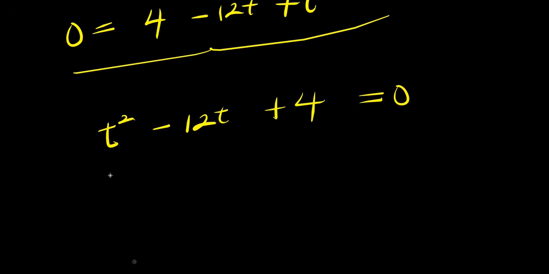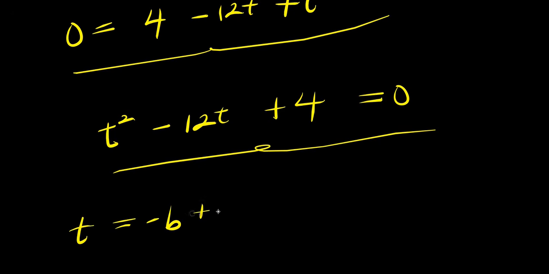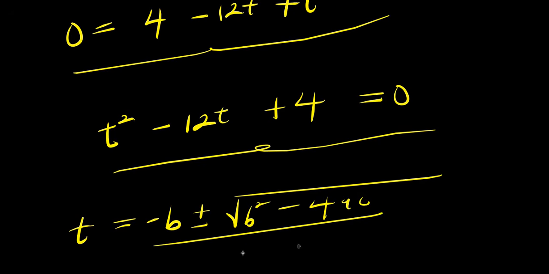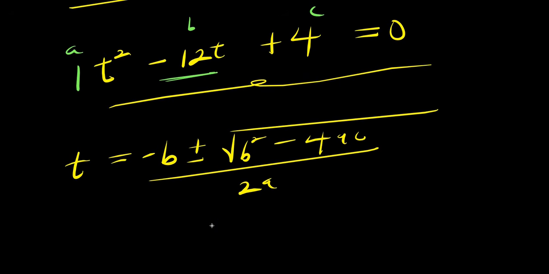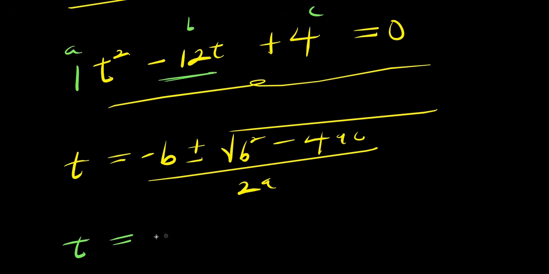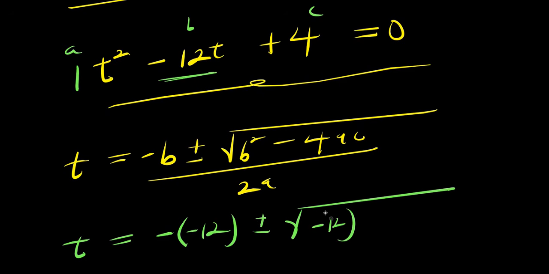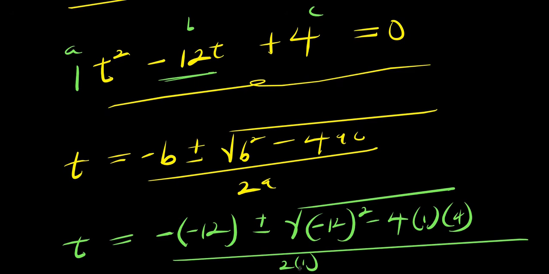So from here, we are going to solve this quadratic equation using the formula method. We have t equals negative b plus or minus square root of b squared minus 4ac, divided by 2a. So 1 is the coefficient of t squared, that is my a, this is my b, which is negative 12, c is 4. So from here, I'm going to have t equals negative times negative 12 plus or minus square root of negative 12 to the power of 2 minus 4 times 1 times 4, divided by 2 times 1.